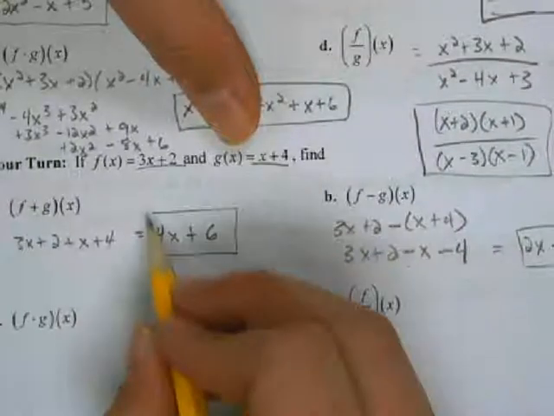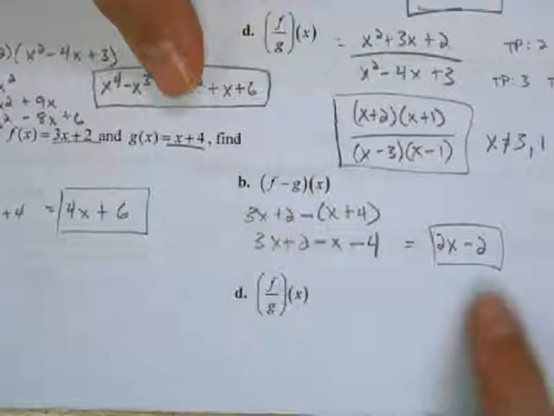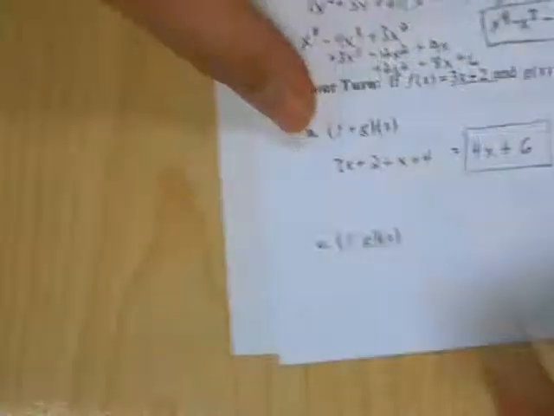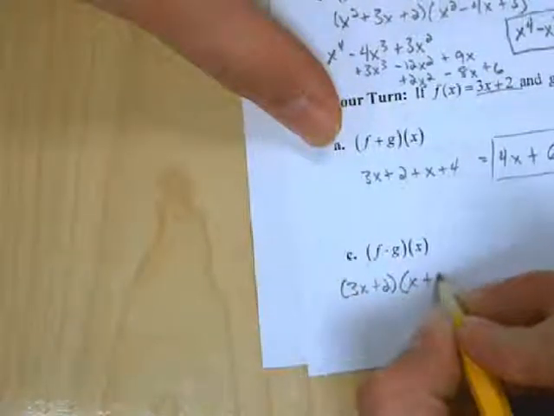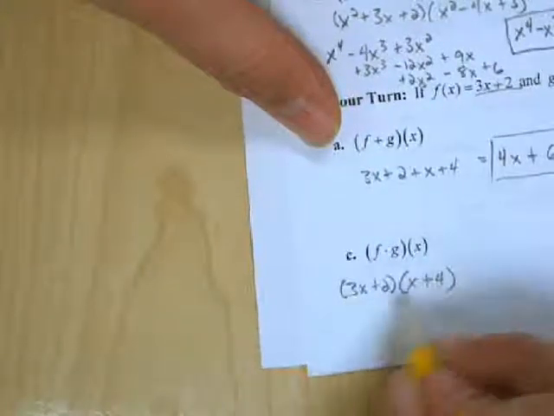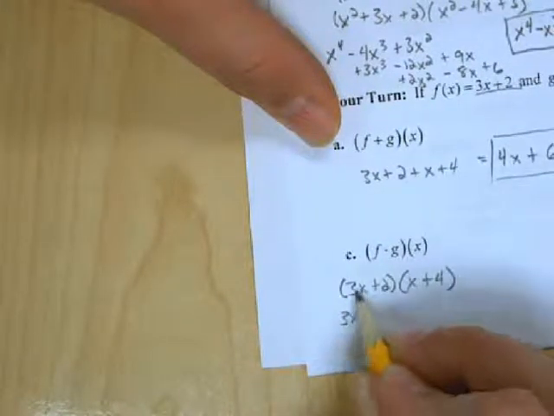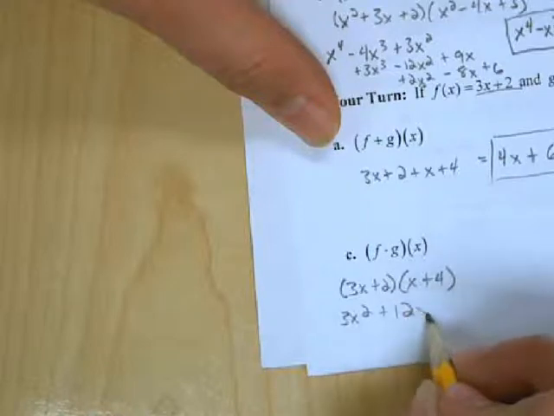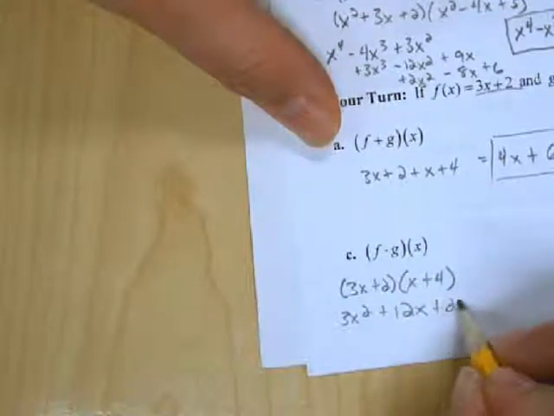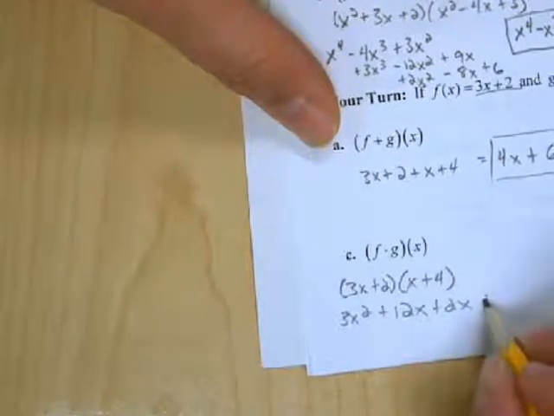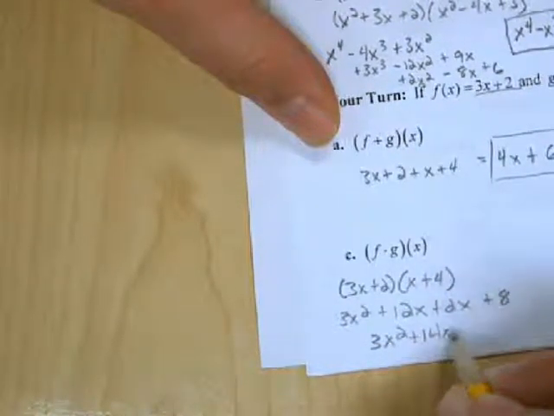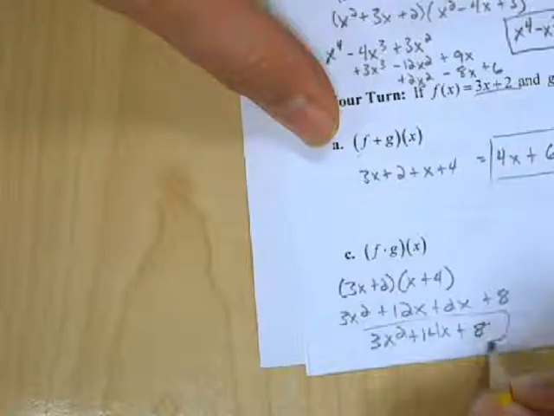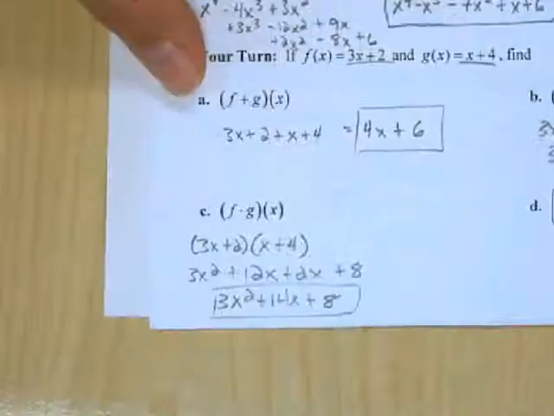4x plus 6 was my answer over here. So 2x minus 2 here, times 3x plus 2 times x plus 4. Okay, FOIL. 3x times x is 3x squared. 3x times 4 is positive 12x. 2 times x is positive 2x. And 2 times 4 is positive 8. Combine like terms. 3x squared plus 14x plus 8 should have been my answer there, and I hope it was.